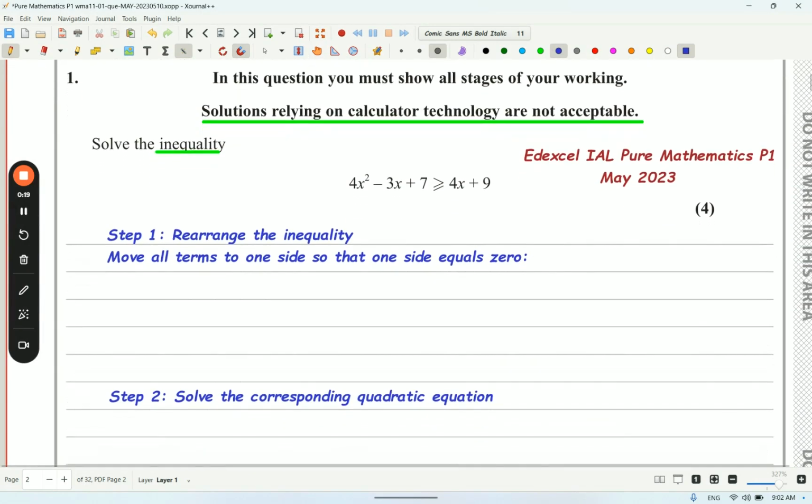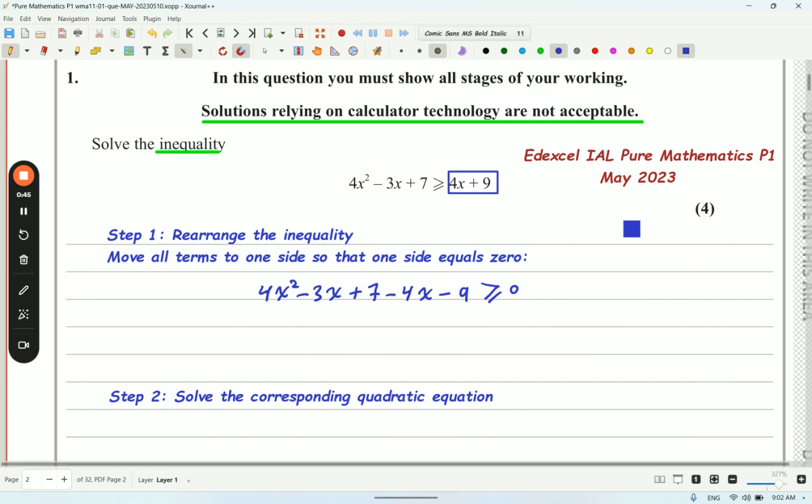So the first step here is to rearrange the inequality itself. Rearranging the inequality means you have to move the right hand side to the left hand side. So here we have 4x to the power of 2 minus 3x plus 7. Move 4x to the left hand side: minus 4x minus 9 greater than or equal to 0. Now we have to simplify it, so 4x squared minus 7x minus 2 greater than or equal to 0.